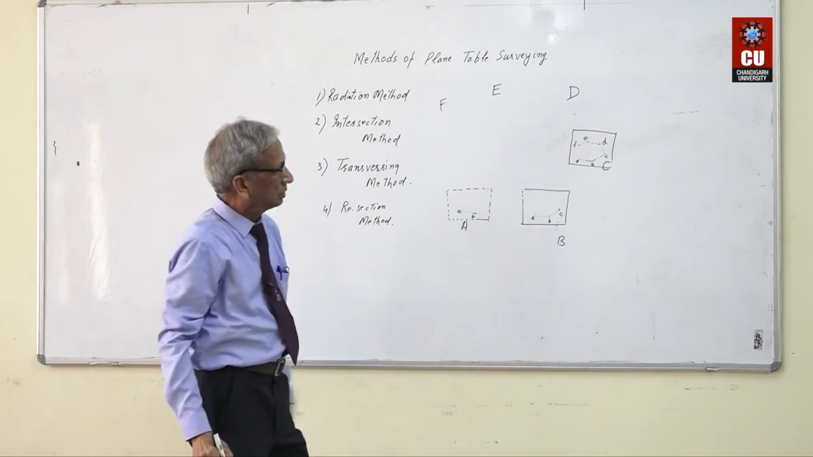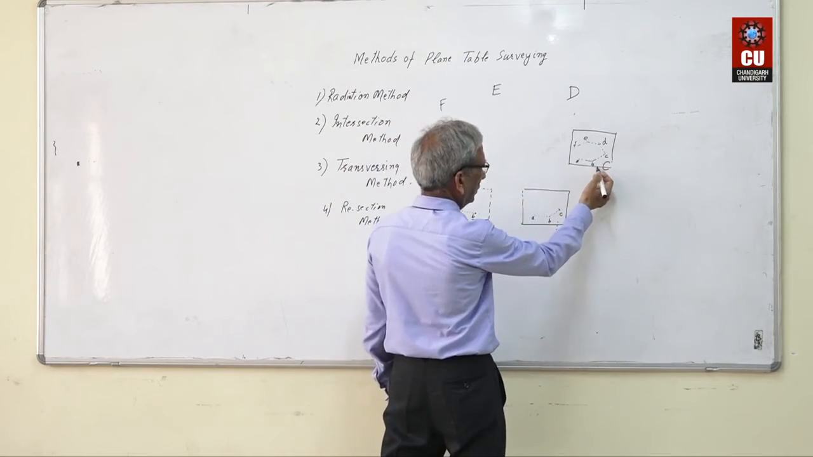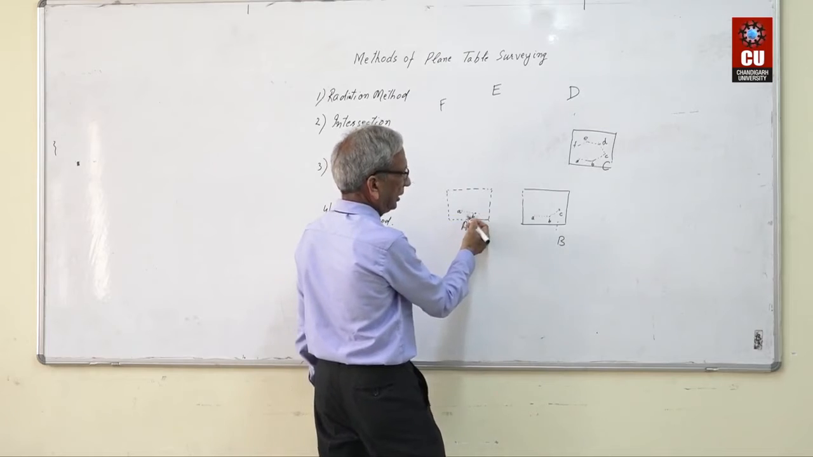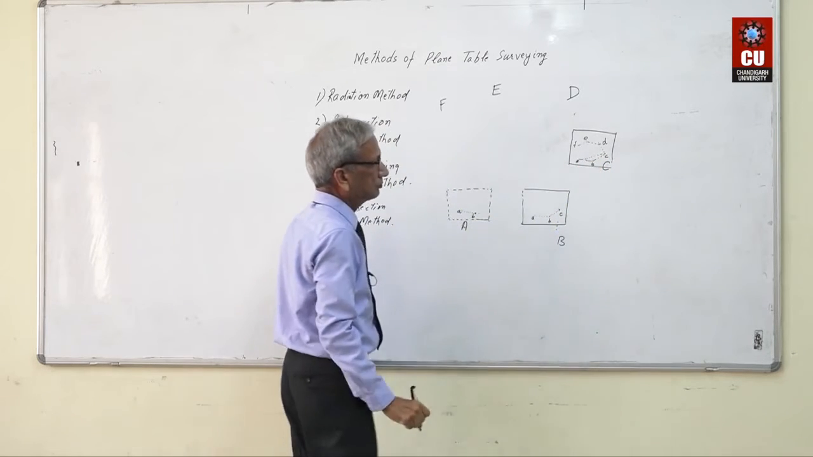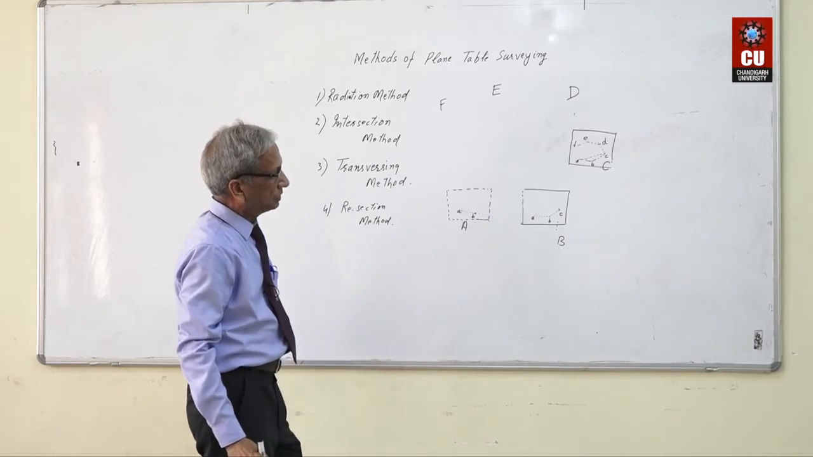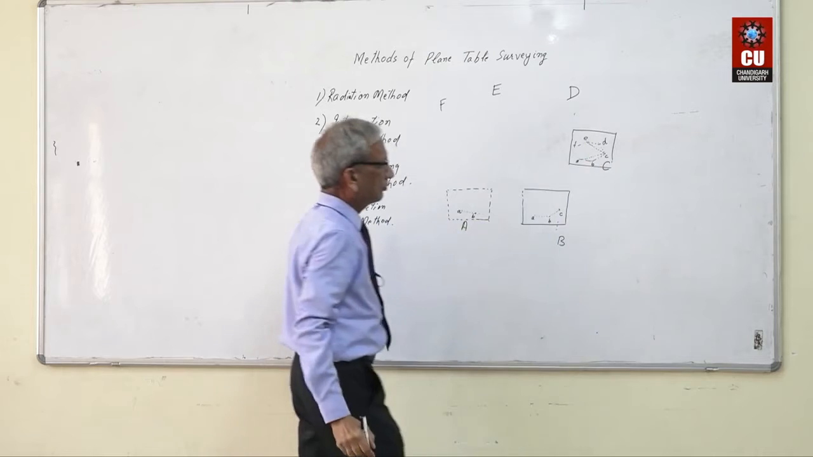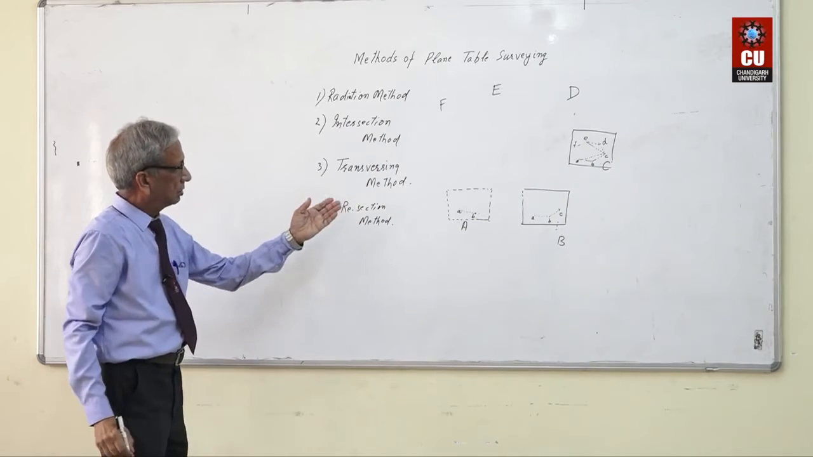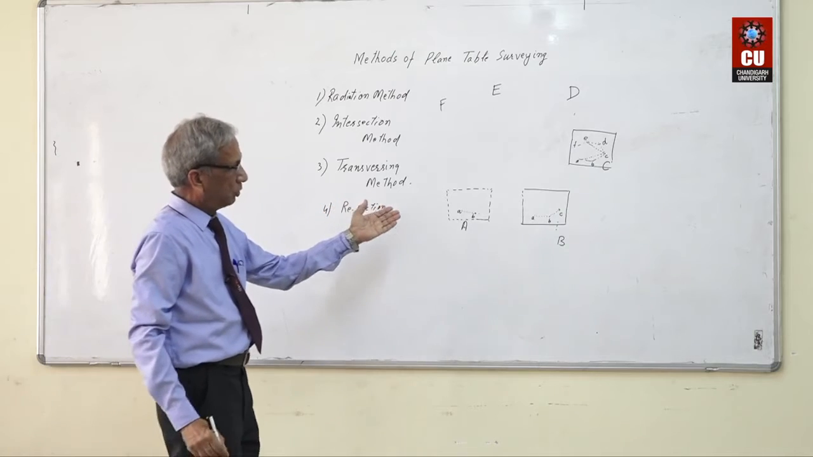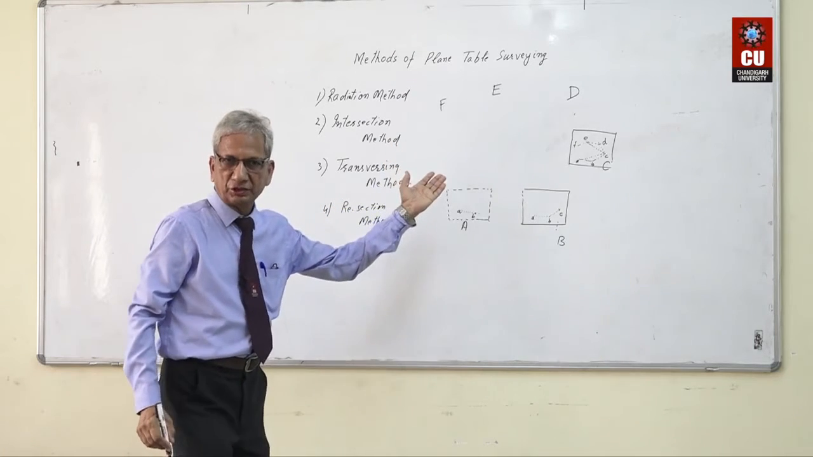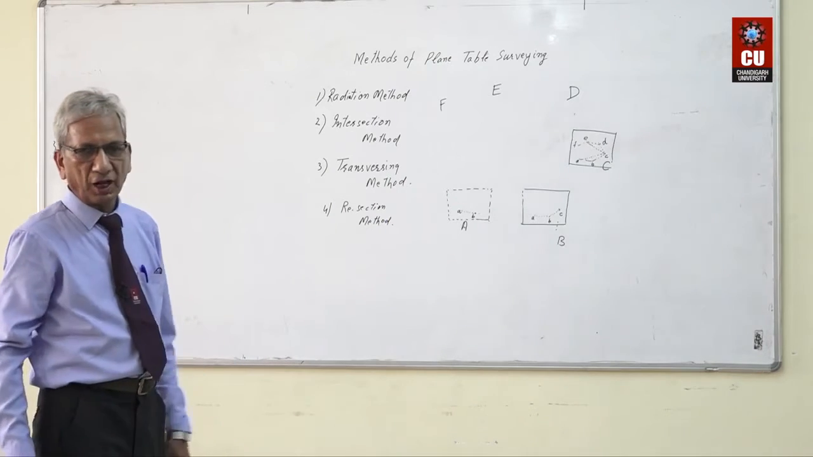We can cross-check these points. When the table is at C, we can bisect point A to check the location of point A. Similarly, other points can be cross-checked. This is the traversing method. This is a closed traverse, and this can be applicable to open traverse also.